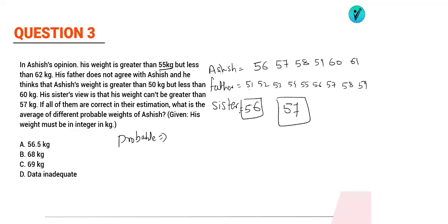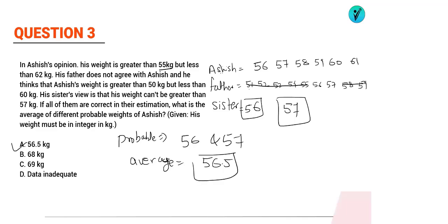You can see which is common in all of them. Now you can see 51 to 53. That means as per Ashish, 51 to 55 is not possible. And as per the sister, after 57, it is not possible. So possible is only 56 and 57. So what is the average of this? The average of 56 and 57 will be exactly half of them, that means 56.5. So the answer will be option A.